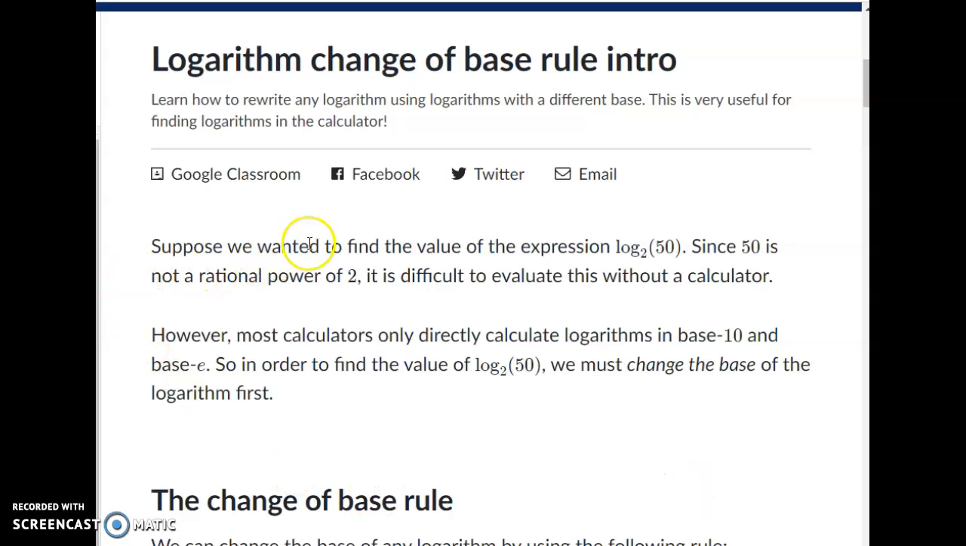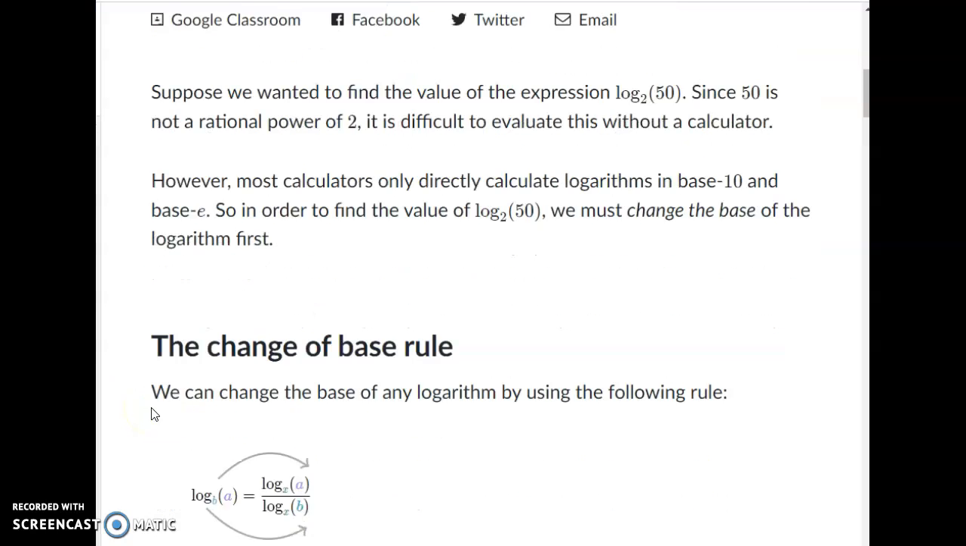So, suppose we wanted to find the value of the expression log base 2 of 50. Since 50 is not a rational power of 2, it is very difficult to evaluate this expression without a calculator. However, most calculators only directly calculate common logarithms, which have a base of 10, or natural logarithms, which have a base of e. So to find the value of log base 2 of 50, we must change the base of the logarithm first. And the way that we will do that is by using the change of base rule.